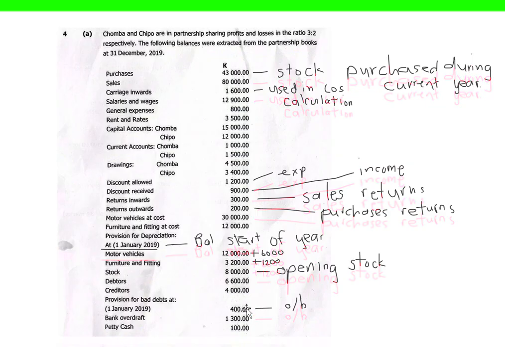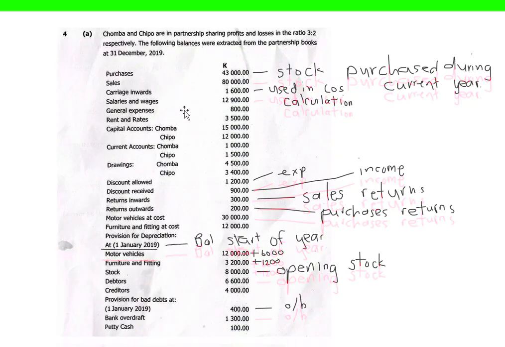This is the provision for bad debts balance at the start of the year. You will see one of the adjustments in a moment will be to adjust this balance to 300. At the moment it is at 400. Then they give us a balance for bank overdraft and a petty cash balance at the start of the year. We will have a look at that in the balance sheet. So it's quite important to familiarize yourselves with the accounts.